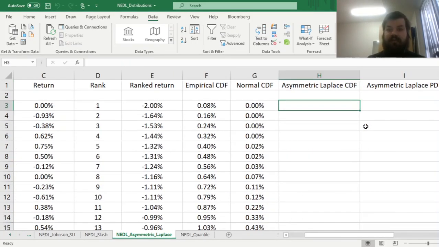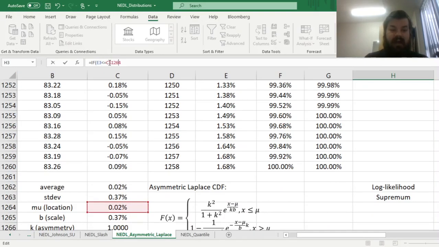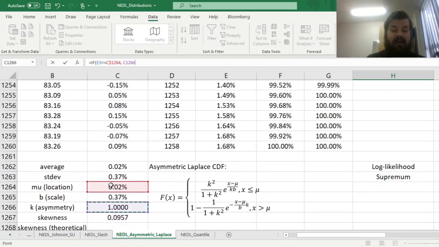So here for the cumulative distribution function, we need to consider two cases. If our rank return in cell E3 is less than or equal to our location parameter mu over here, then we need to return our asymmetry parameter k squared. And needless to say, we'll lock the rows for all our distribution parameters and don't lock anything for our rank return, as we want it to change throughout our sample and we don't want the parameters to change throughout our sample. So we get k squared divided by 1 plus k squared, and then we multiply it by the exponent function of scaled x. And here k, the asymmetry parameter, goes into the denominator. So we get E3, the rank return, minus mu in the numerator, and in the denominator we have got our scale parameter b multiplied by the asymmetry parameter k.